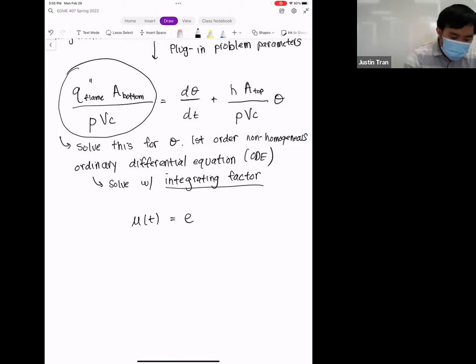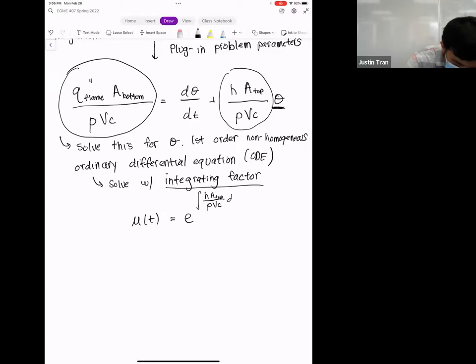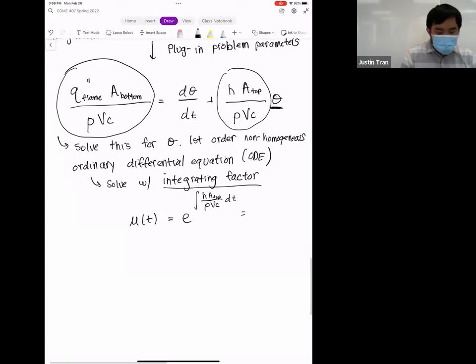And then we're going to raise it to the exponent of whatever is in front of our term here. Okay. Because usually for these first order differential equations, you have one term which has your dependent variable, which in this case is theta. And so we're going to take our coefficient in front here, and we're going to raise E to that power. Okay. So we're going to get the integral. In this case, the coefficient in front of theta is H, A top, divided by rho VC. Okay. And we're going to integrate that in terms of T. Okay.